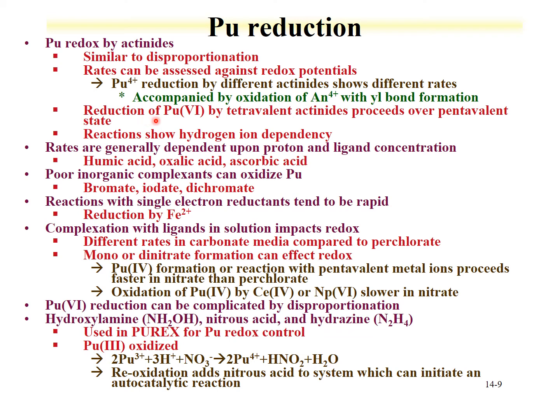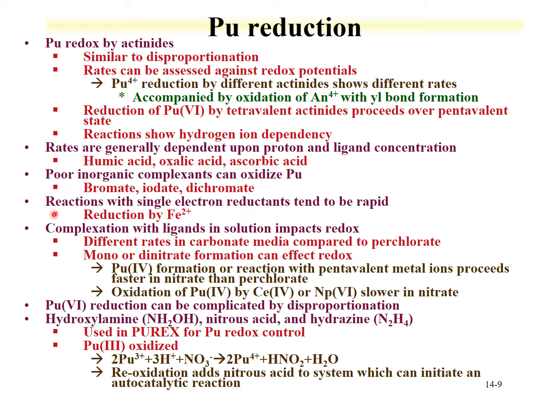So for instance, reduction of plutonium-6 by tetravalent actinides proceeds over pentavalent states, so it goes from the 6 to the 5 to the 4. These reactions tend to show a hydrogen dependency. This hydrogen dependency, that means acid. If acid is produced, you could make sure your plutonium's in an acidic environment to limit any change in redox. Ligands, for instance, these organic ligands here can wind up stabilizing some lower oxidation states, such as plutonium-4.